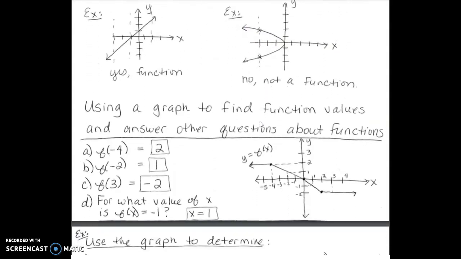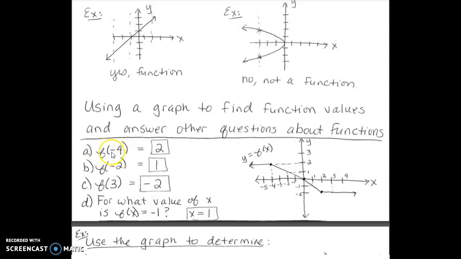All right, and then our last thing that we need to be able to do with functions is use a graph to find function values and to answer other questions about our function. So in this example, this graph is provided, it was given to us, and then the questions they're wanting us to use it to answer are these. Find f of -4, find f of -2, find f of 3, and for what value of x is f of x -1. So this time we don't have an equation to plug numbers into, so we have to understand what to look for on the graph.